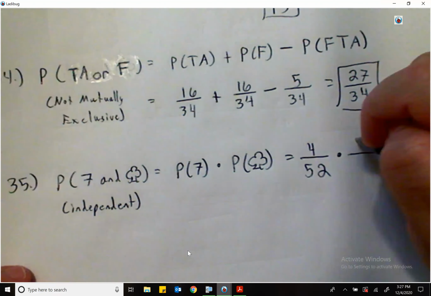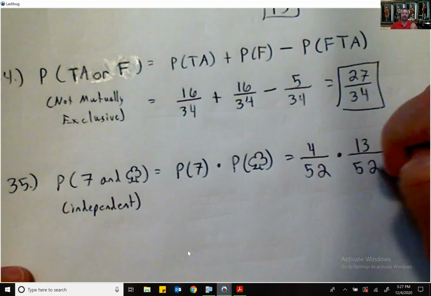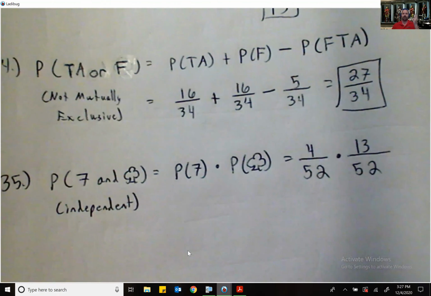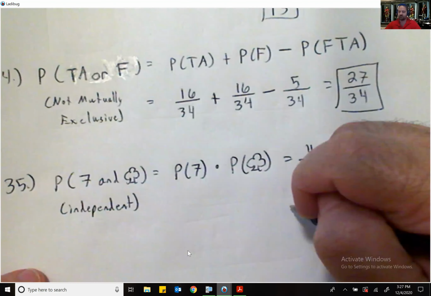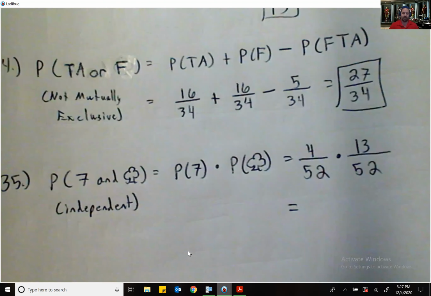There are 13 clubs out of 52 because you got the ace of clubs and then you got 2, 3, 4, 5, 6, 7, 8, 9, and 10. And then you got 3 face cards: the jack of clubs, the queen of clubs, the king of clubs. So that's 13 cards total. So all we have to do is multiply those together and make sure that it gets reduced properly.